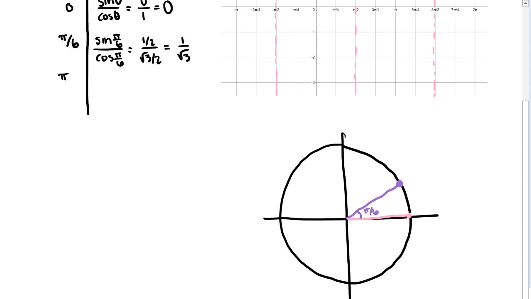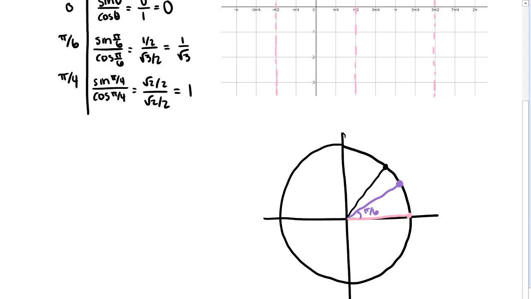What about pi over 4? Well, here pi over 4 corresponds to this nice 45-degree angle. And so the slope of this is 1, but we can see this by noticing that sine of pi over 4 divided by cosine of pi over 4 is equal to the square root of 2 over 2 divided by the square root of 2 over 2, or just 1. But we can also see that this would correspond to a 45, 45, 90 triangle, an isosceles triangle with the same leg lengths. And so if I take the ratio of those leg lengths, I'm going to get 1. This is a slope of 1.